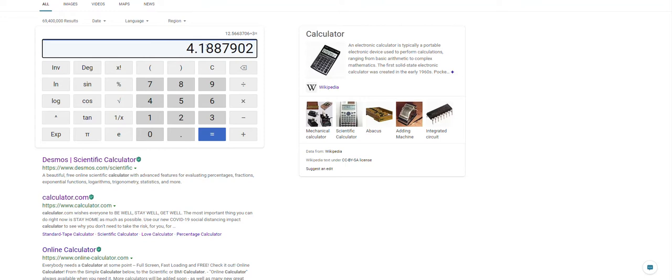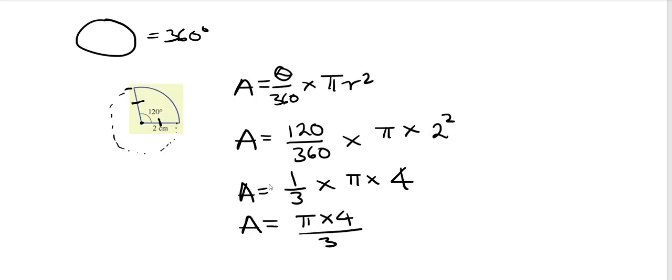Now the question said to round off, or correct to 2 decimal places. So I'll be focusing on these 2 decimal places. The number after this 8 is 8. Because it's 5 or more, I must add a 1 to that 8. So my answer will be 4.19. So now that we've rounded off, area is approximately equal to 4.19 centimeters squared.